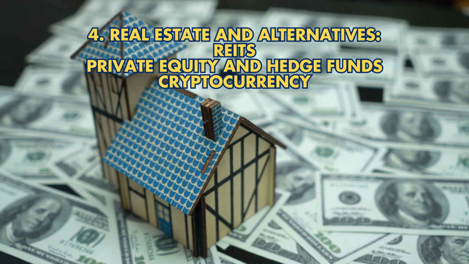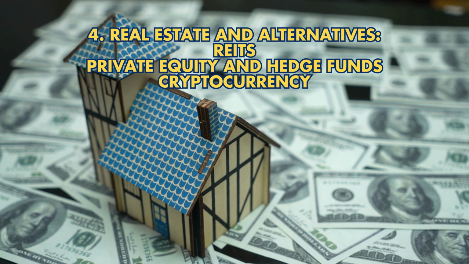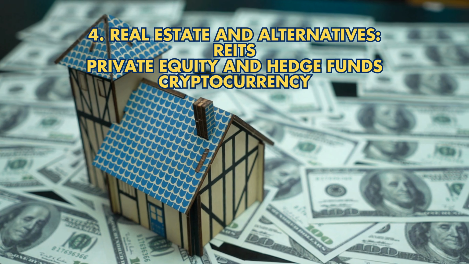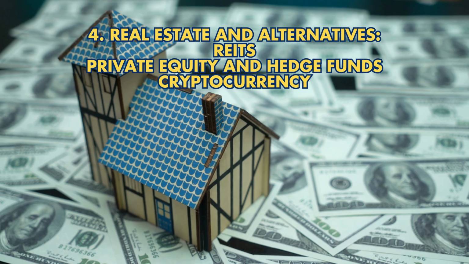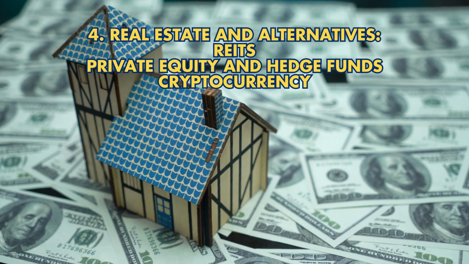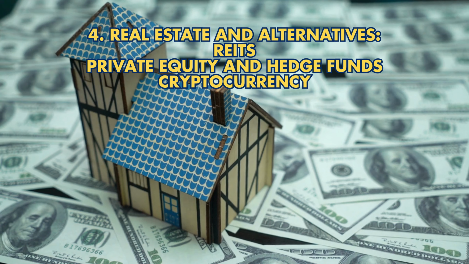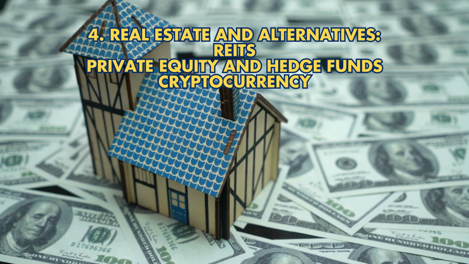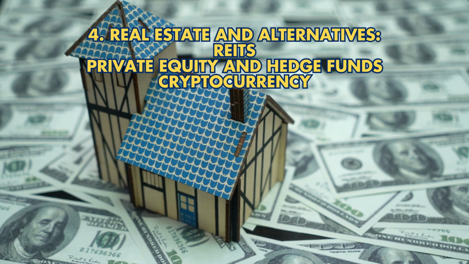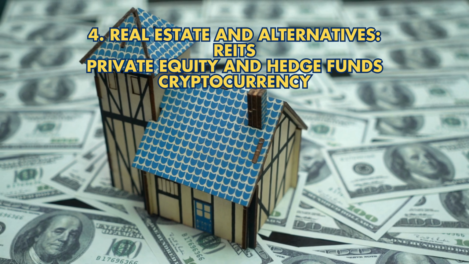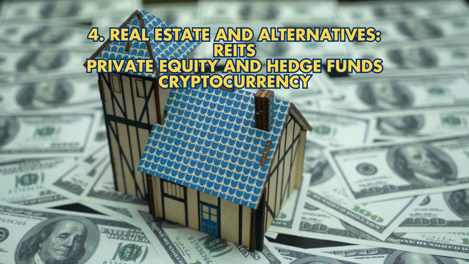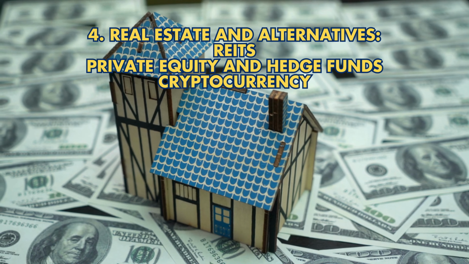4. Real estate and alternatives. Adding alternative assets increases diversification. REITs let you invest in real estate without owning property. Private equity and hedge funds offer high return potential but come with more risk and less liquidity. Cryptocurrency is now available in some plans but is highly volatile. These assets can help protect your portfolio from inflation and market swings.